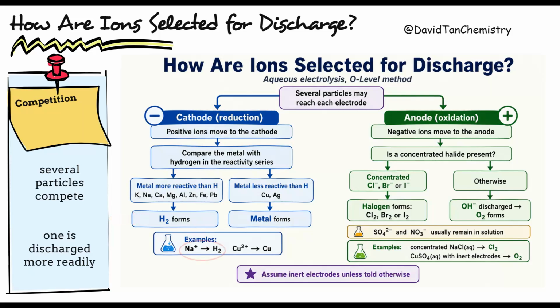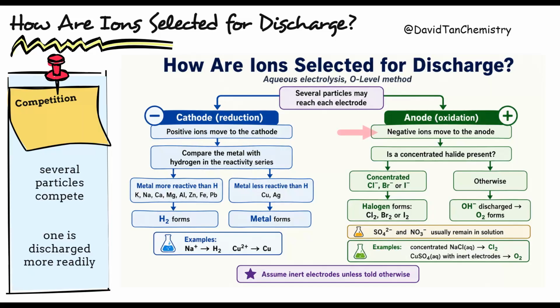For example, when sodium ion Na+ competes with hydrogen ion H+, hydrogen is produced rather than sodium metal. If the metal is less reactive than hydrogen, the metal ion is preferentially discharged and the metal is deposited. For example, copper 2+ ion Cu²⁺ gains electrons and forms copper. So the O-level cathode rule is: metal above hydrogen, hydrogen gas forms. Metal below hydrogen, metal forms.